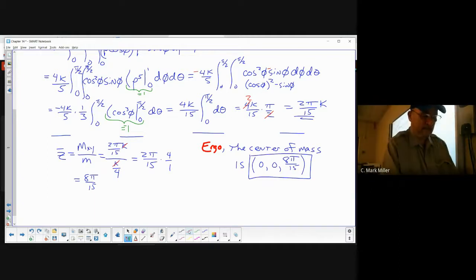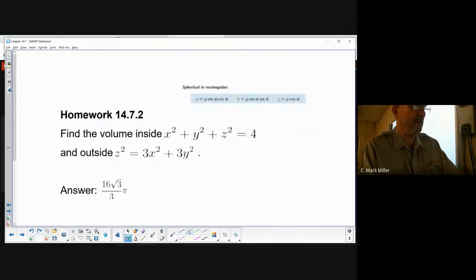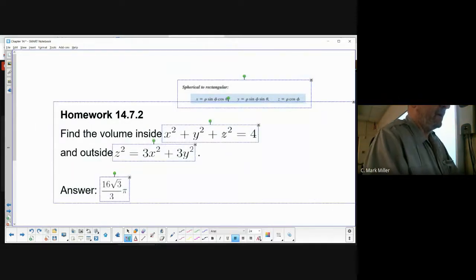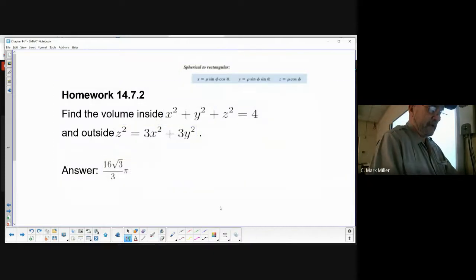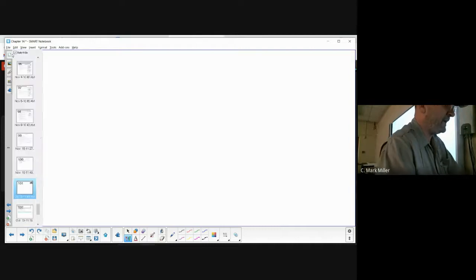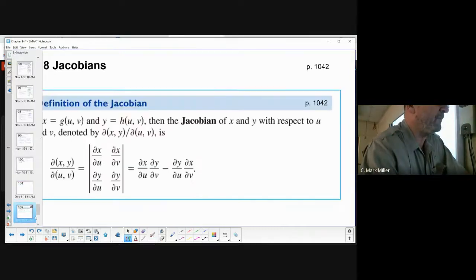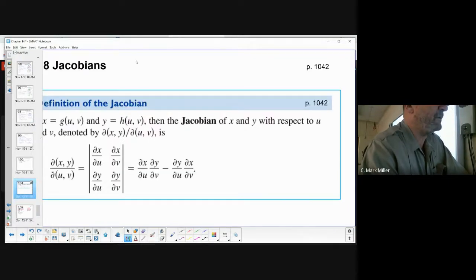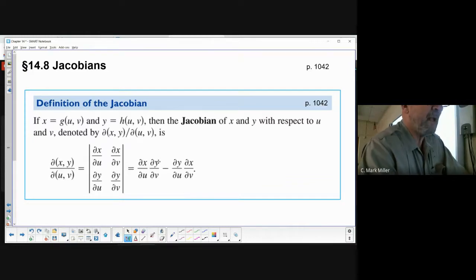And except for the homework on the next slide, some love for you for next time. All right. That's all we're doing of chapter 14. We'll get rid of this, delete that slide. Right, we're not doing the 14.8 Jacobians. It's interesting. It's usually left to our differential equations class. We're not going to do that.